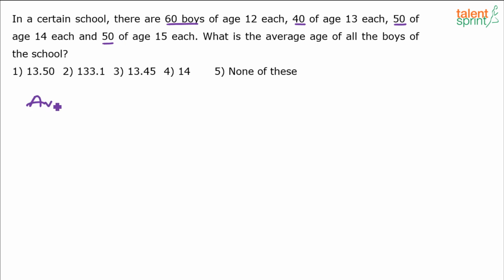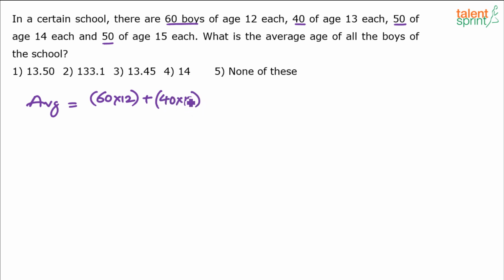Now, average, like you all know, is the sum of all the values divided by the number of values. What is the sum of the first group? 60 into 12. What is the sum of the second group? 40 boys of 13 each, so the average is 13 basically. He's saying 40 boys are there, each boy's age is 13 years. So what is the total age of these 40 boys?